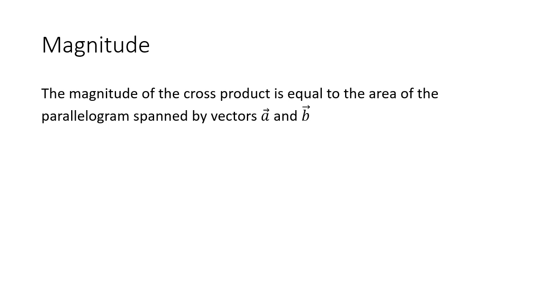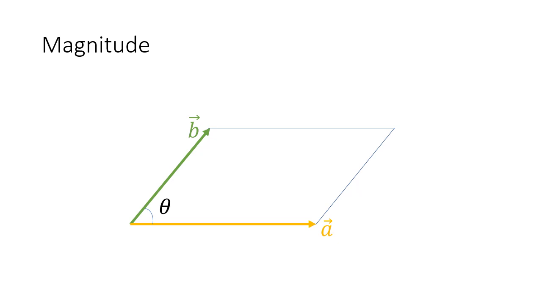Now the other part of the cross product is the magnitude. The magnitude of the cross product is going to be equal to the area of the parallelogram spanned by vectors A and B. So again, we're going back to that parallelogram idea from two vectors. Let's say I have vectors A and B in space, and the parallelogram that defines the two of them. We have angle theta in between. The area of a parallelogram is the base times the height. We know what the base is: the base is my vector A, so the length of the base is the magnitude of A. Now I have to figure out what the height is.